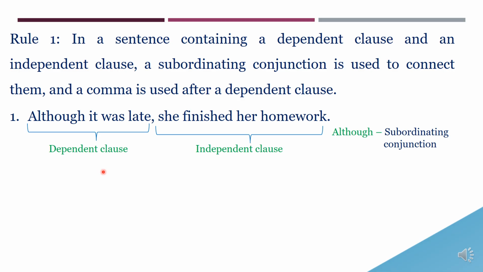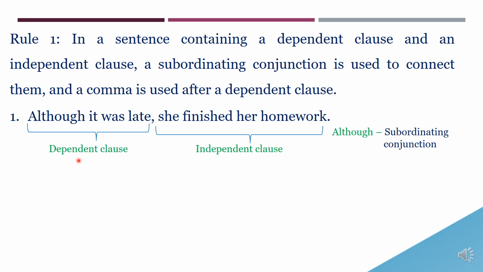See, what do you mean by a dependent clause? A dependent clause, as the name suggests, depends on other clauses or an independent clause to make sense. It cannot stand on its own. Whereas an independent clause, again, as the name suggests, is independent. It doesn't need any other clause to make sense. It can stand on its own.